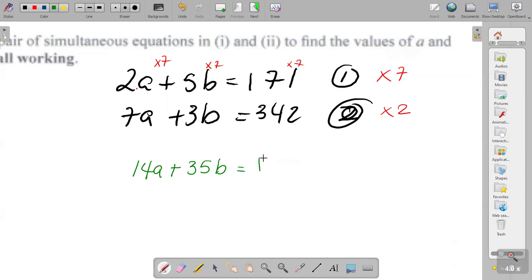Okay, so that's 1197, right? And now there's going to become equation 3, because this is a brand new equation. Equation 1 has changed into equation 3. Then let's look at the second one.